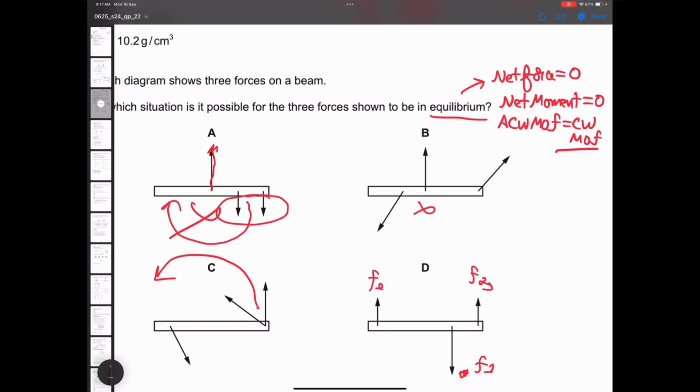So this combination is a possibility that the sum of these two, F2 and F3, comes out to be F1. This is a possibility. And the moment can also be 0 because one will be clockwise, the other one will be anti-clockwise. So option D is a possibility. So we will go with option number D.